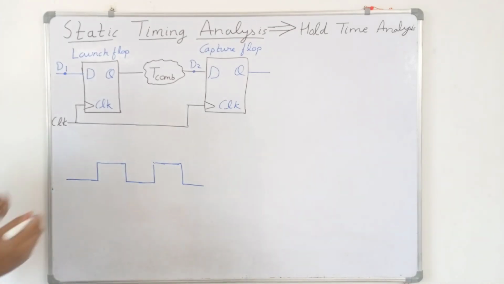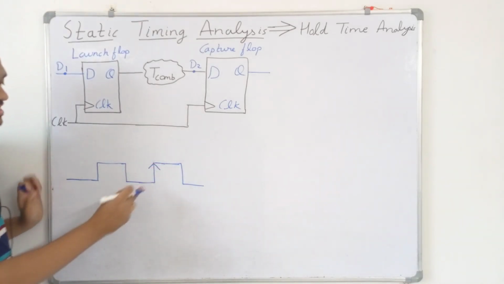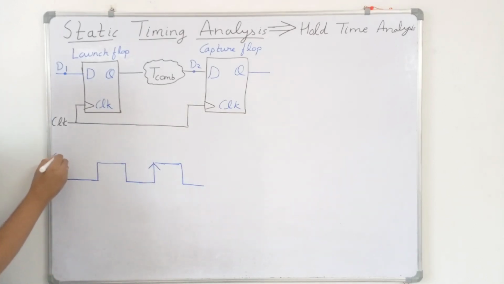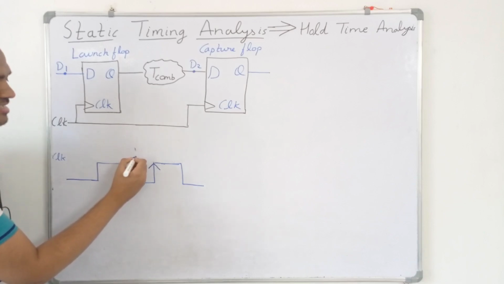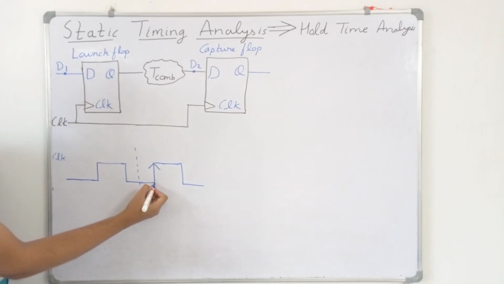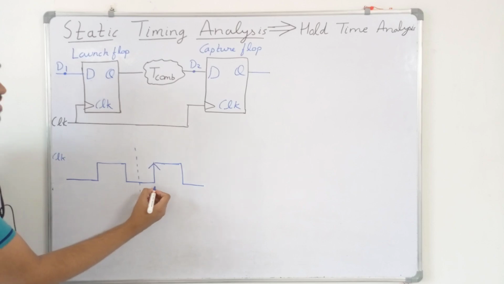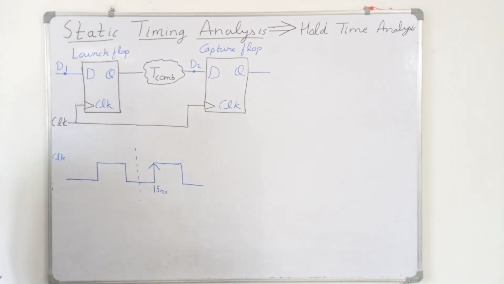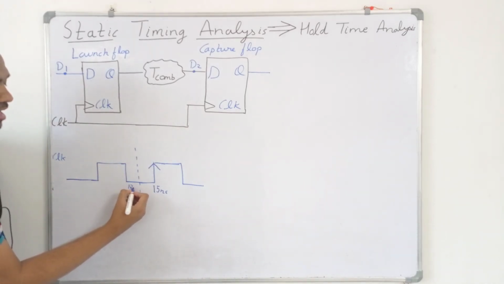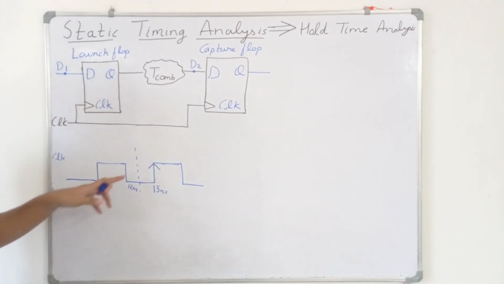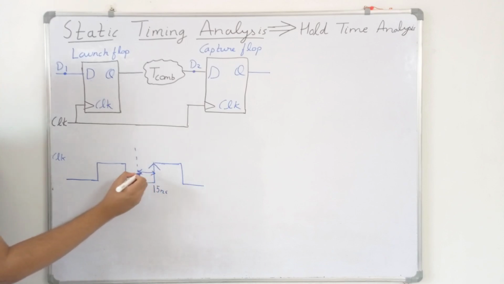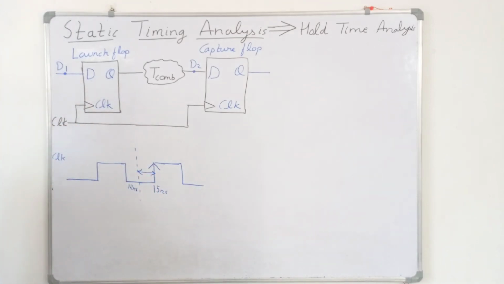So the setup time is the minimum amount of time for which the data must be stable before the arrival of the clock edge. Let's suppose this clock edge is arriving at 15 nanosecond, and let's suppose the setup time is 3 nanosecond. So the data must be stable after this 12 nanosecond because the setup time is 3 nanosecond. So the data must be stable in this part, which means the data must not be changing. This is called the setup time.